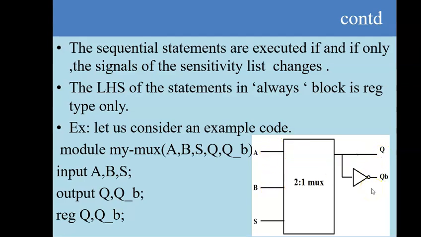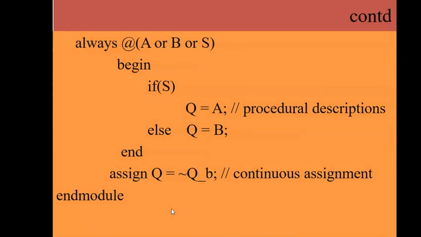Only to explain some details, I have chosen Q bar also. Q is the output, Q bar also. That is, the complement of Q is also taken. So as usual, module, my mux, name of the module, this is the port list: A, B, S, select pin, as you know already. Q is one output, Q bar is another. A, B, S are directions of the ports, input. And as usual, the right hand side here will always be a register, Q comma Q bar, the outputs, they are taken as registers.